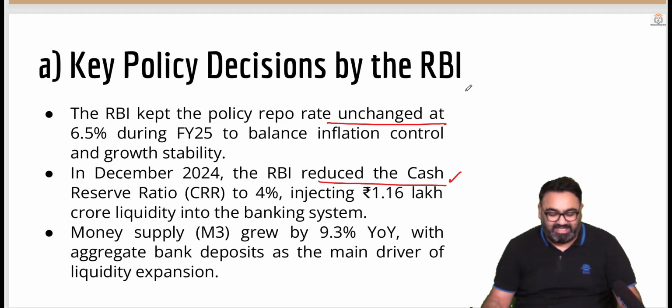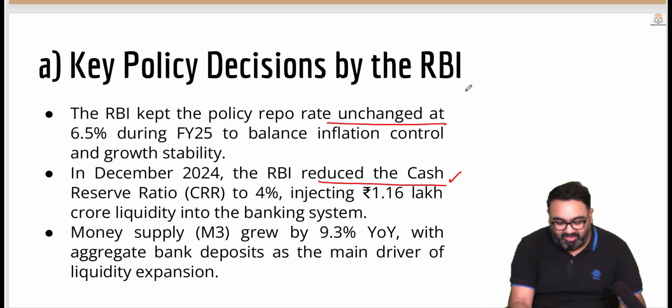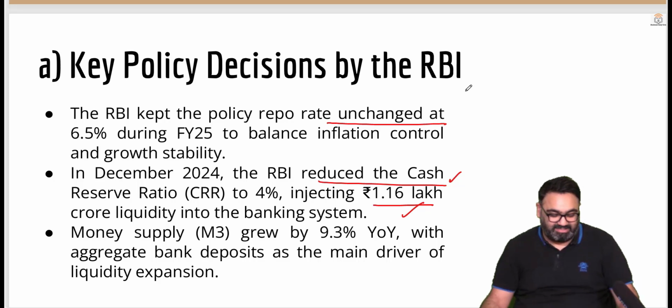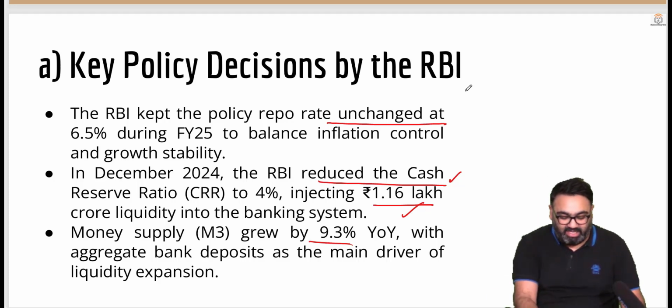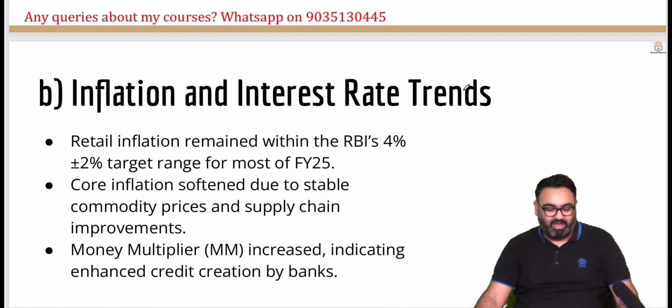Now, when CRR is reduced, it means the banks were allowed to have more free cash, so they could give loans easily. That led to infusion of more money in the market. So people's purchasing capacity was improved. It injected 1.16 lakh crore into the banking system as cash supply. Money supply grew by 9.3% on a year-on-year comparison. So these were some of the good things that the RBI did for our economy.